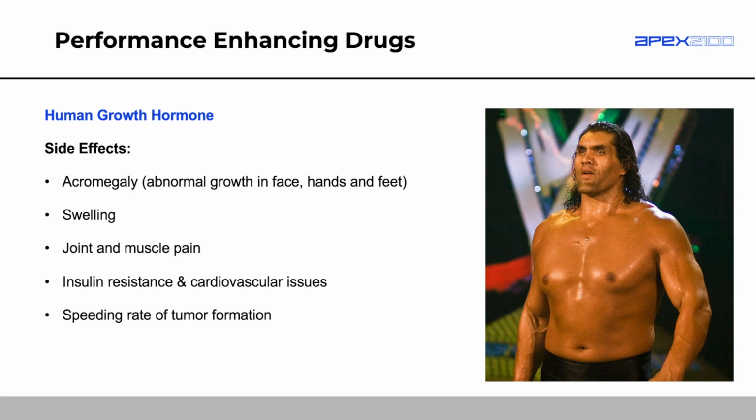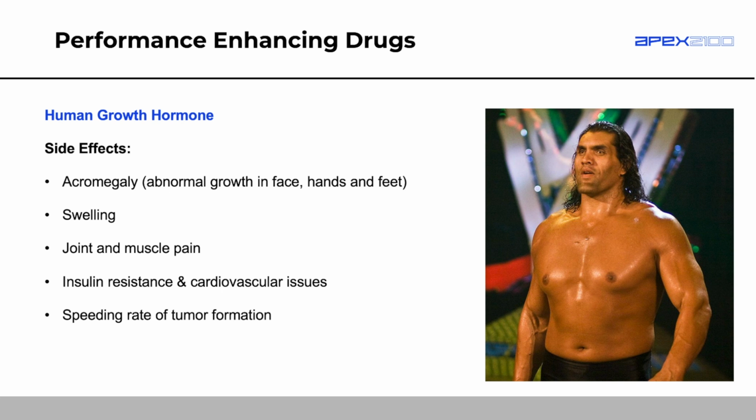You can see it in the picture here. Now, I'm not saying that he's done human growth hormone. Some people just get this disease naturally, but you can tell people who've taken human growth hormone because they have this really prominent jaw and forehead, and they can have really big hands and feet. They often also get some swelling and joint and muscle pain. They get fluid retention, insulin resistance, which can lead to diabetes, and as we know, cardiovascular issues as well. But the main issue with HGH is that it makes things grow, right?